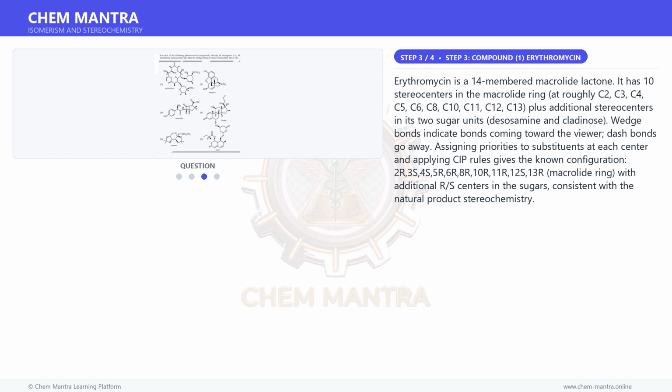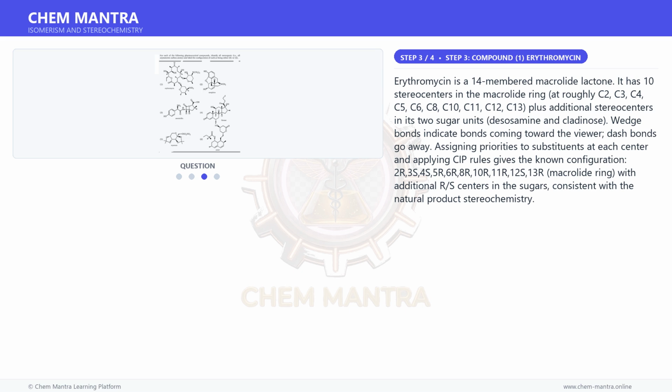Erythromycin is a 14-membered macrolide lactone. It has 10 stereocenters in the macrolide ring, at roughly C2, C3, C4, C5, C6, C8, C10, C11, C12, C13, plus additional stereocenters in its 2 sugar units, desosamine and cladinose. Wedge bonds indicate bonds coming toward the viewer, dash bonds go away.